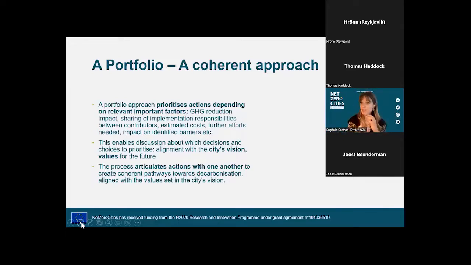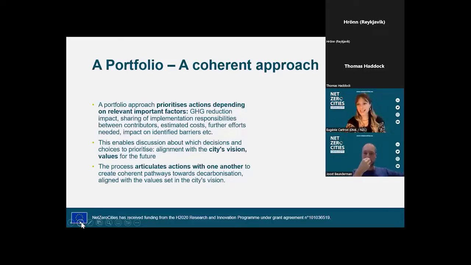Working on coherence essentially allows a city as a collective to work towards its city vision, to make sure that the actions are aligned to the values the city wants to work on and with. So the idea of coherence is not only about emissions, but also coherence regarding the kind of vision that you have. And the last element of coherence is around creating pathways, making sure that those actions are articulated with one another, that they build on top of each other to create a cascade, a pathway toward emission reduction.